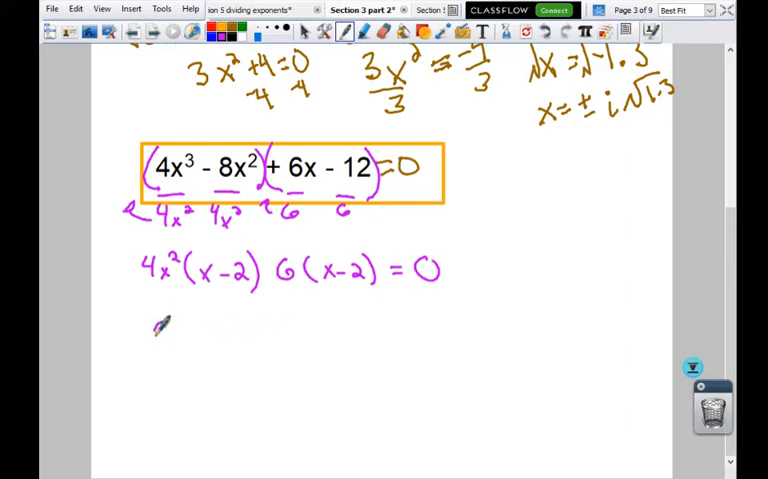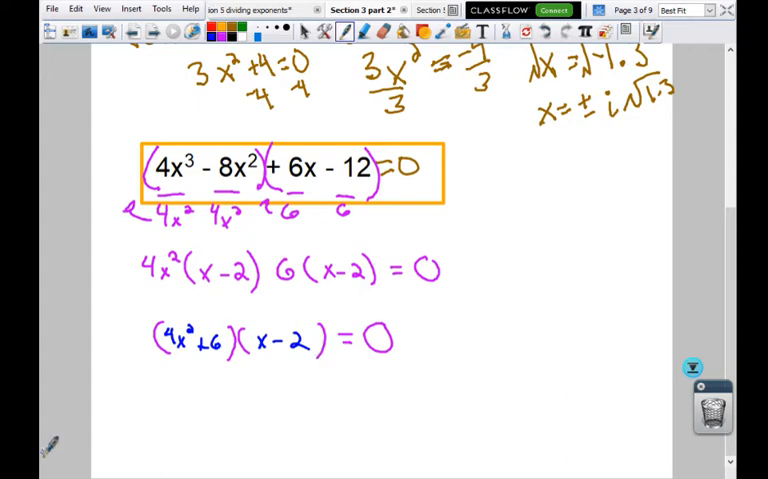Alright, so I have to get 2 parentheses in here. And then, Ermaya, what am I putting in this first parenthesis? 4x squared plus 6. And then in the second parenthesis? X minus 2. Alright, so we get 4x squared plus 6, x minus 2. Most people, if they didn't get this, they just missed something little. It wasn't a big deal.